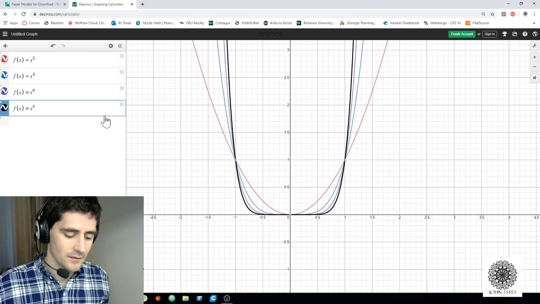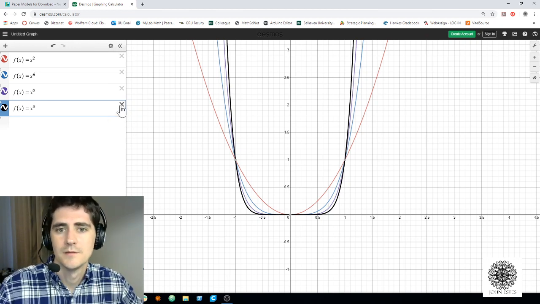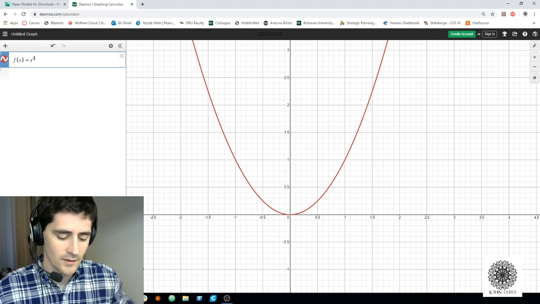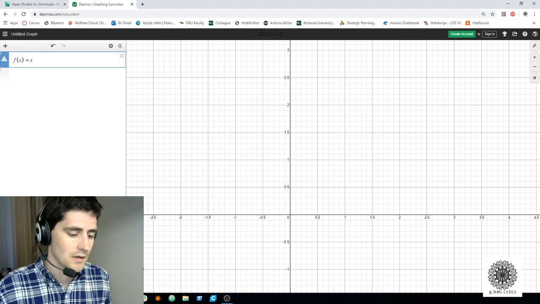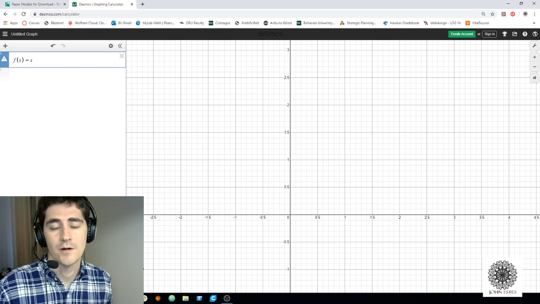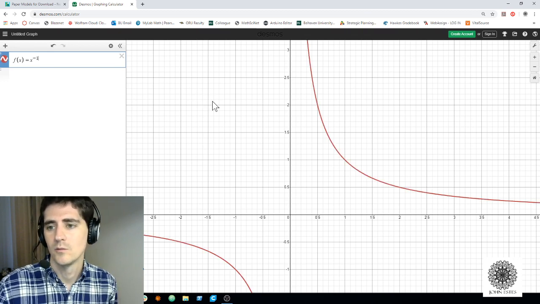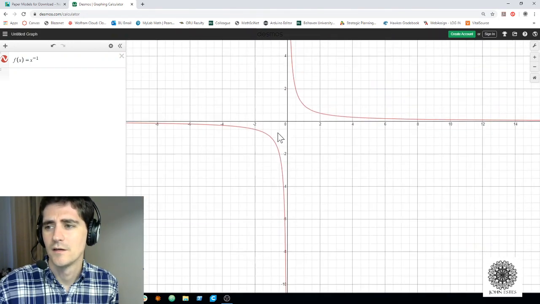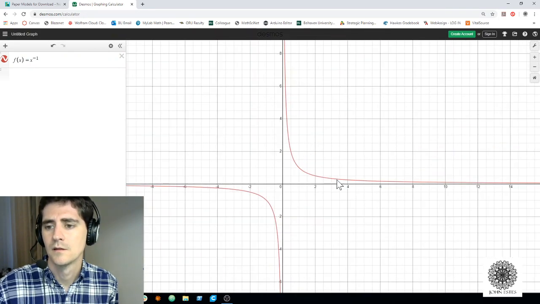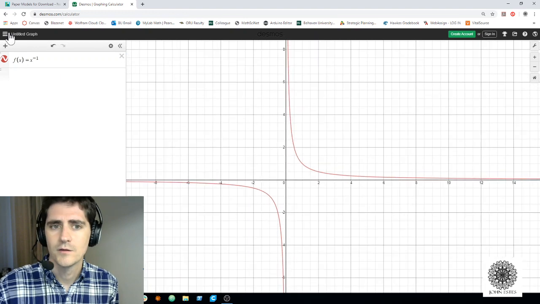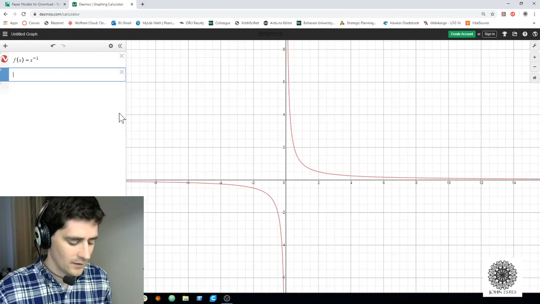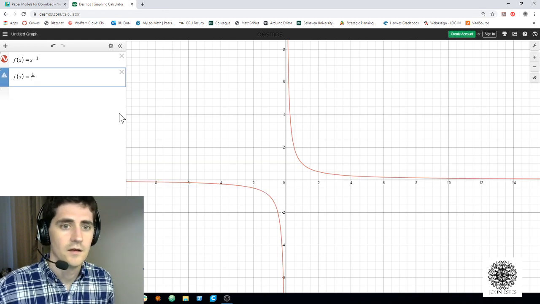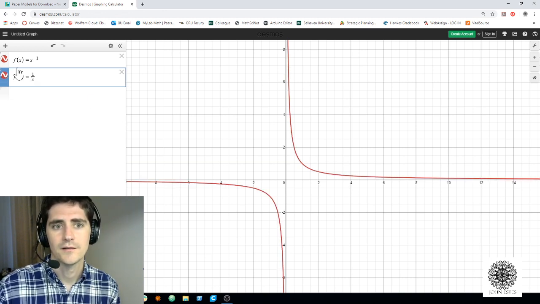All right, so here I'm back at Desmos. Let's get rid of these graphs, and I'm going to change the power from 2. Let's look at x to the negative 1 power. So negative 1 power. Whoa. I get this funny thing. It's got 2 pieces to it. Okay. And so if you remember, negative 1 power means what? Reciprocal. So this function is the function 1 over x.